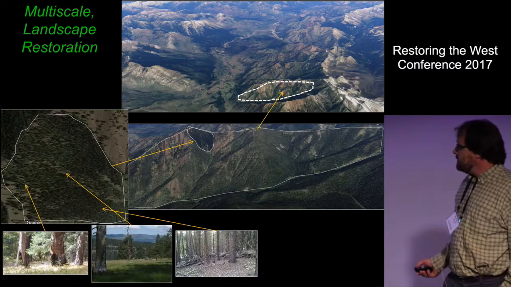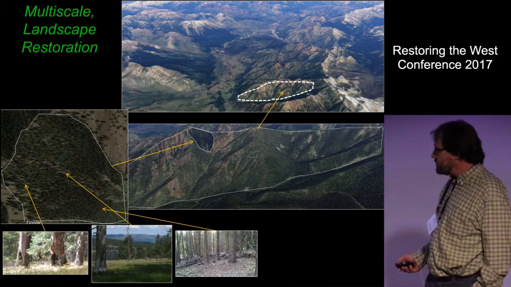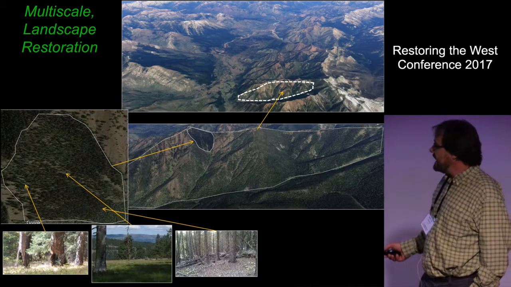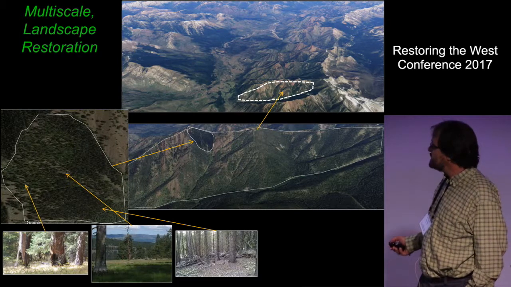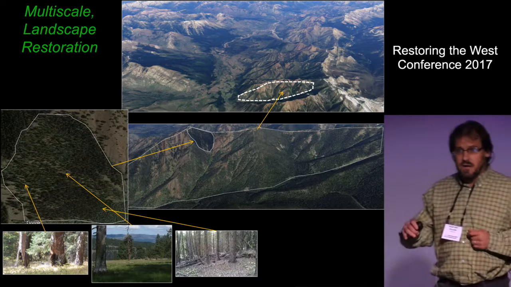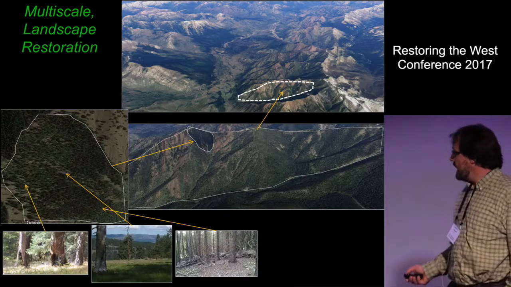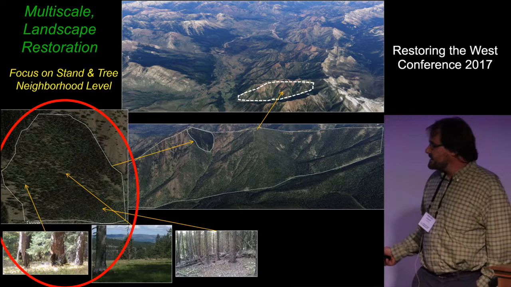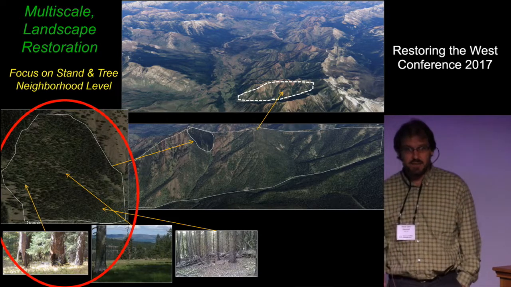By that I mean we start down here within stands: tree neighborhoods, clumps, openings, dense patches. Those are parts of stands. Stands are parts of hill slopes or small watersheds, catchments, and these are part of large landscapes. So we're thinking about the structure and composition and how they're arranged, the pattern, at these multiple scales. Today, my talk is really focused on this stand level and these elements that make up stands.